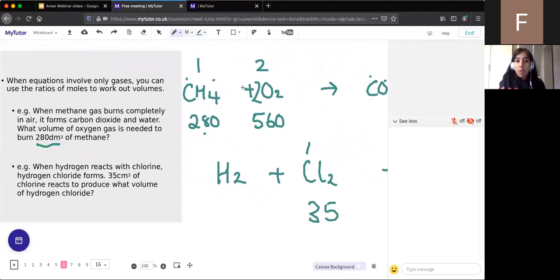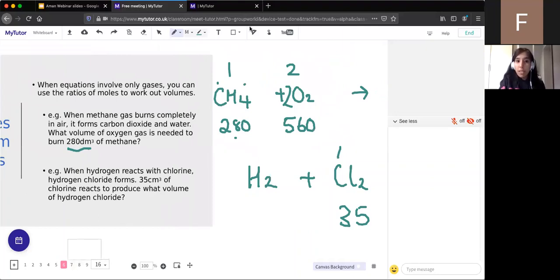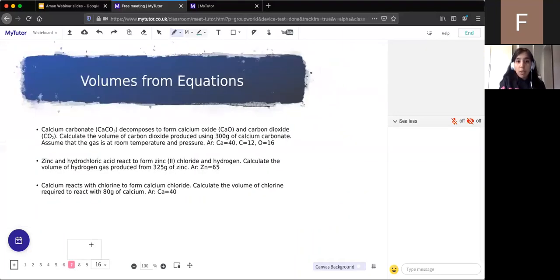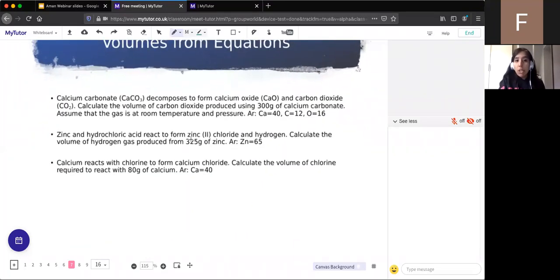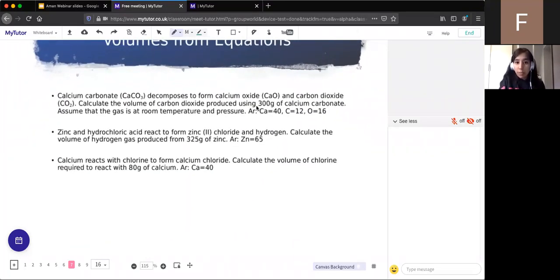The second type of question is when we don't have just gases in the equation. That is when, as well as gases, we've got solids in there, we might have some liquids in there, in which case we need to use the gas equations.